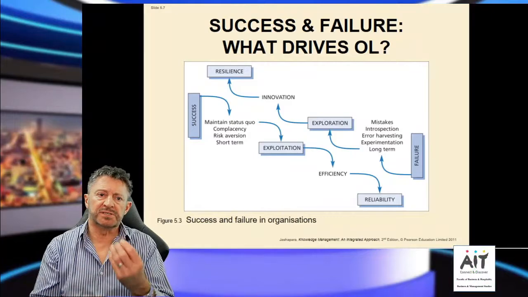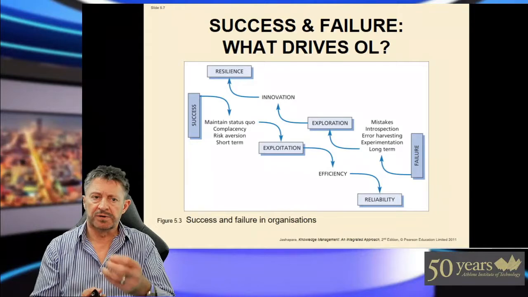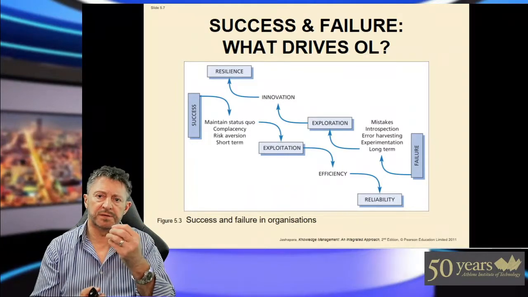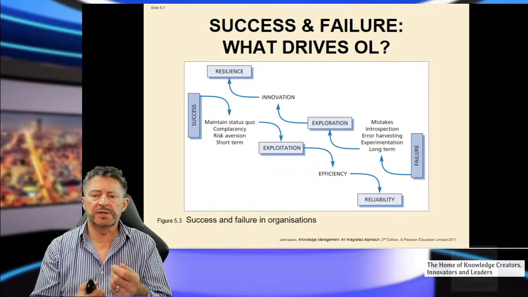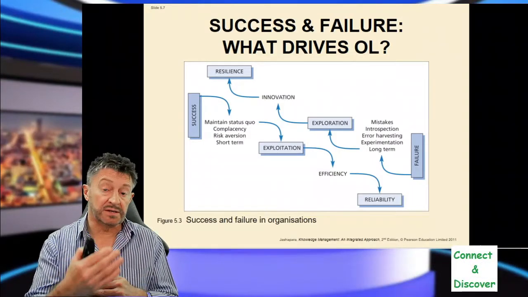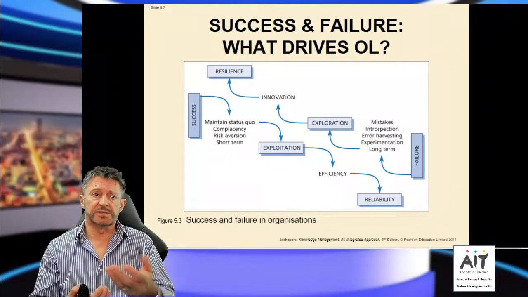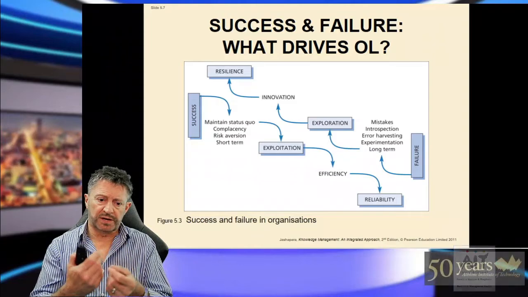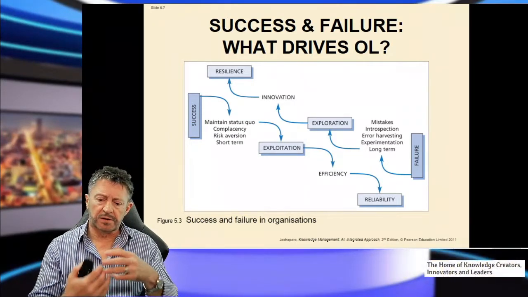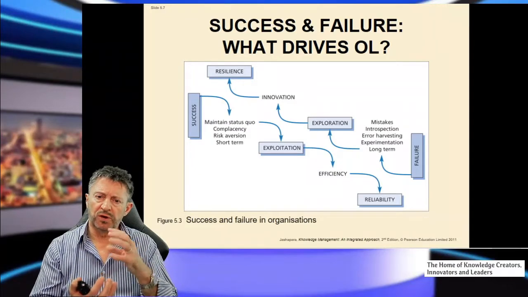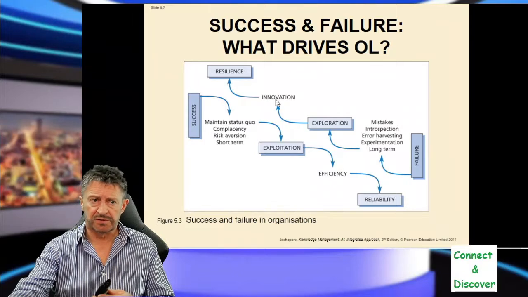And failure: mistakes, introspection, error harvesting, experimentation, and long term. So when we have failures, we need to be able to explore them, understand why that didn't work. Equally as much as it's important to understand why things do work, we need to understand why things don't work. And of course, this leads on to innovation and resilience. So the more we develop our understanding of failures, we look at alternative ways through innovation of avoiding a failure in future.